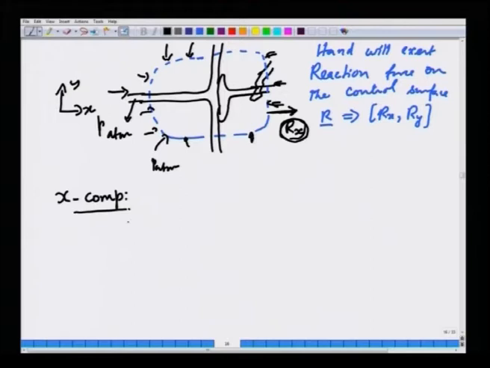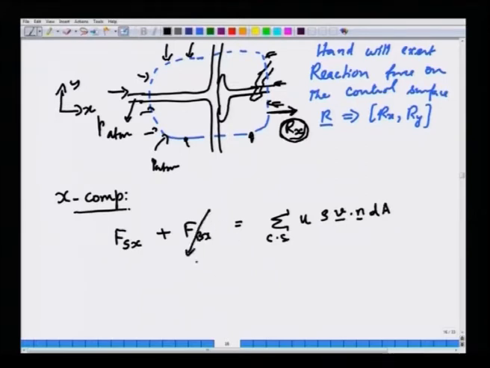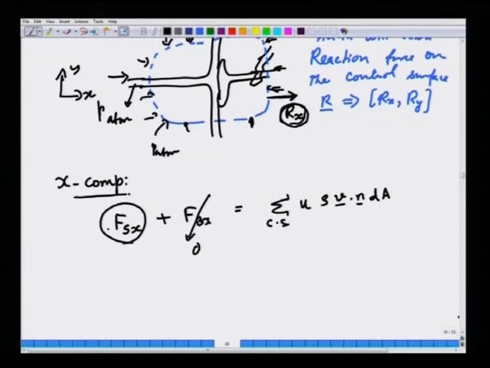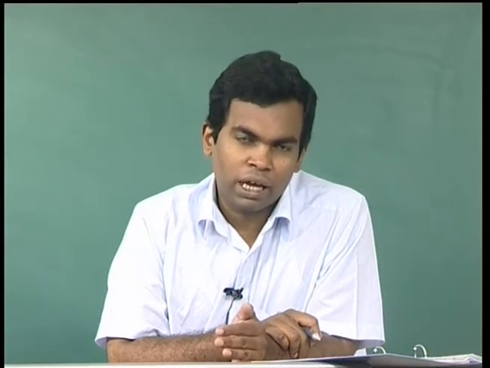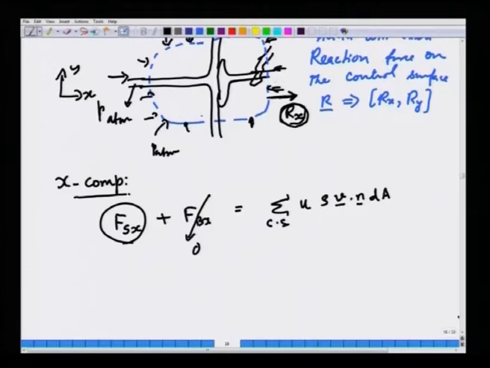So, now let us just do the x component of the momentum balance. The sum of surface and body forces along the x direction is equal to the summation over C s of u rho v dot n dA. Now, there is no body force in the x direction, that is 0. Now, what are the surface forces acting on the control surface in the x direction? We have already said that the uniform pressure force that acts on the entire control surface will add up to 0 because it is uniform everywhere.